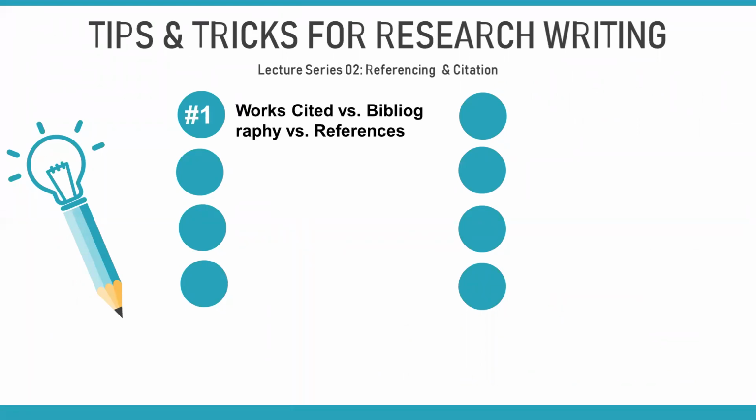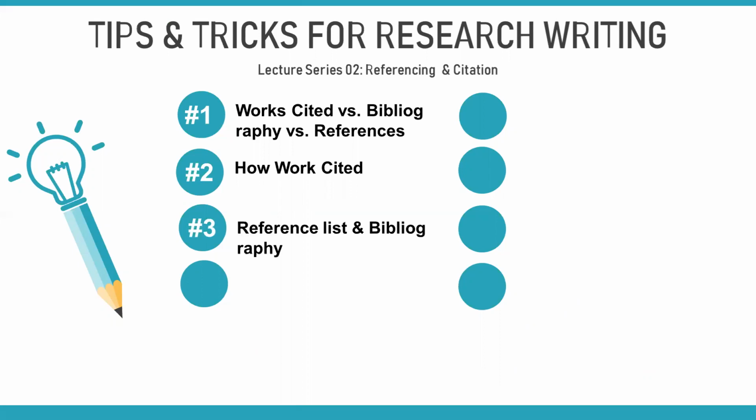So first thing is understand what is work cited, bibliography, and reference list. Whatever you mention within the text is work cited, and your work cited becomes part of your reference list. How work is cited in your text should be very clear, whether you are using APA style, or are you using the Vancouver or ICMJE style.